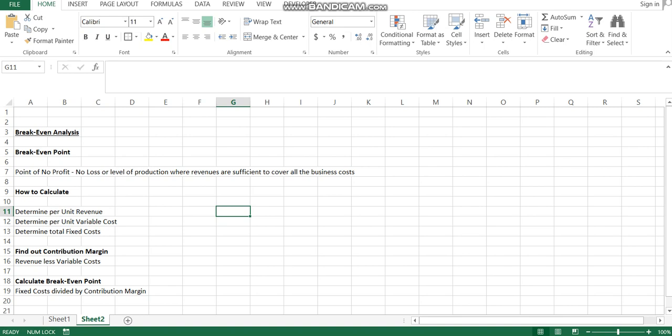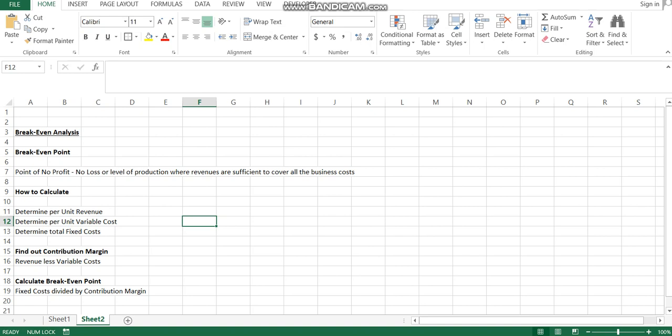To calculate break-even point, we must know our per unit revenue, our per unit variable cost, our per unit fixed cost, our total fixed cost. Our per unit revenue is the selling price of the item we are selling. Per unit variable cost is the cost which is directly associated with the change in the production level or production volume.